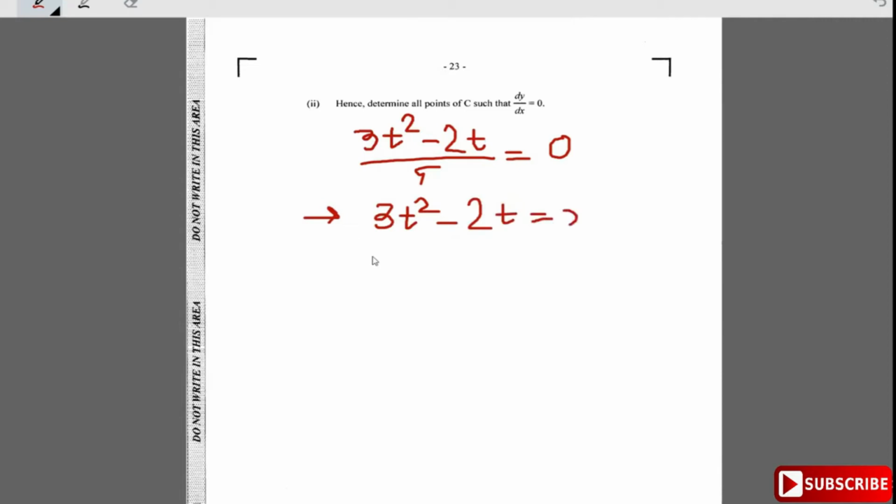And so we can factor out a t. Factoring out a t, we're left with 3t minus 2 is equal to 0. And so what you get now is t equal to 0, or t equal to 2 over 3. Bring this over and divide through by 3. You get t equal to 2 over 3.